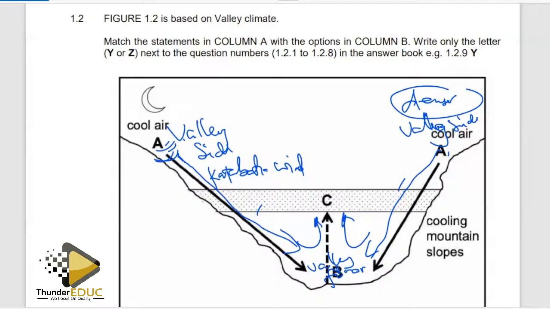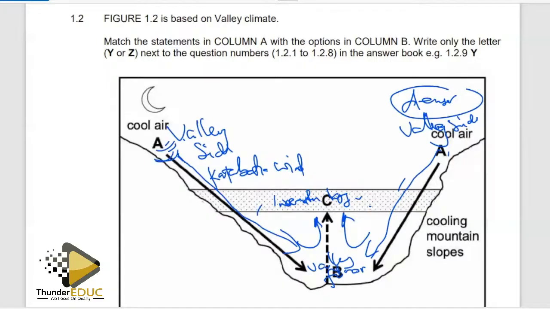Because of its warmer conditions, this air is going to be uplifted because it's less dense. It uplifts and it creates what we call an inversion layer. We are looking at a belt of warm air which is trapped between two air masses of cold air.